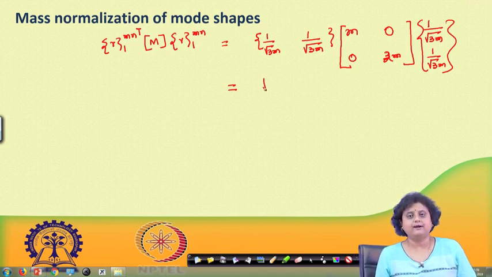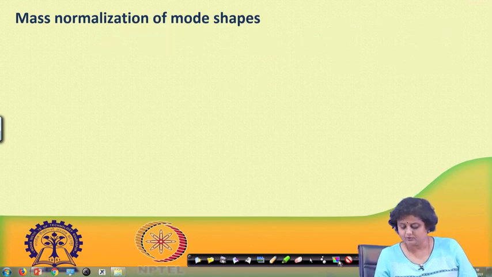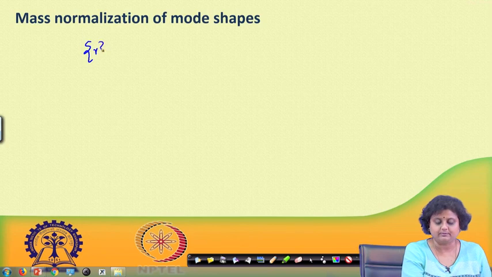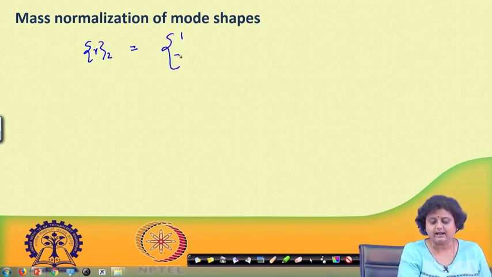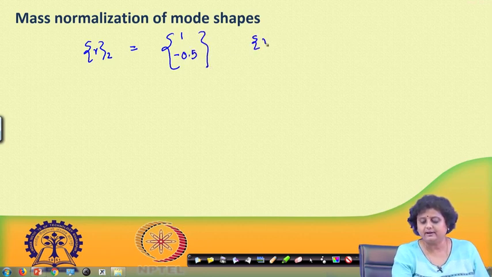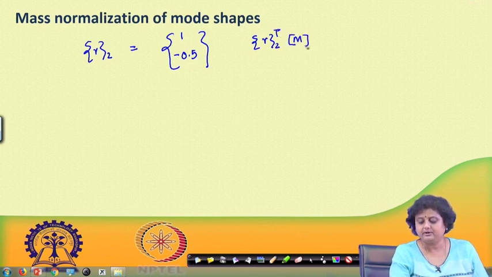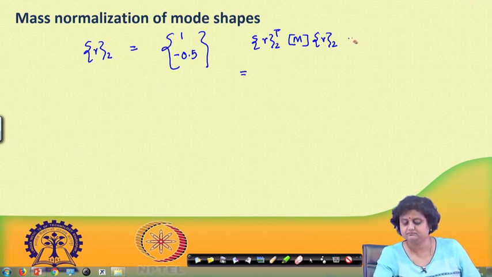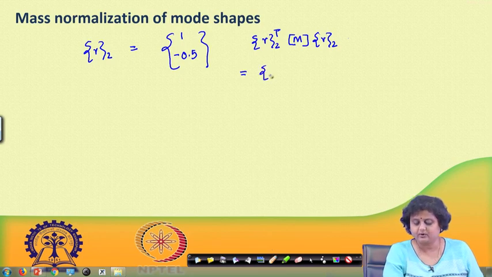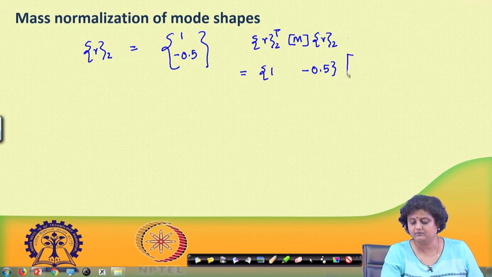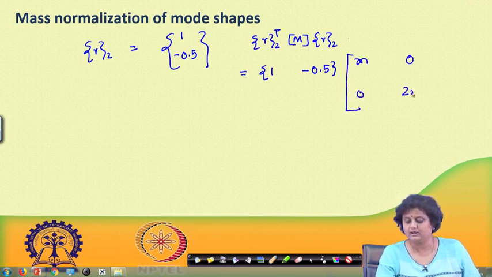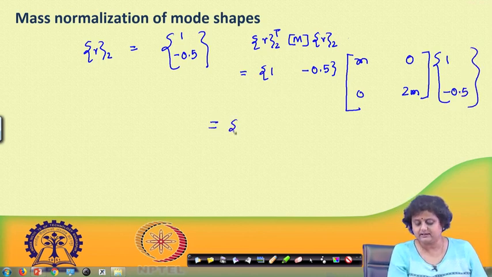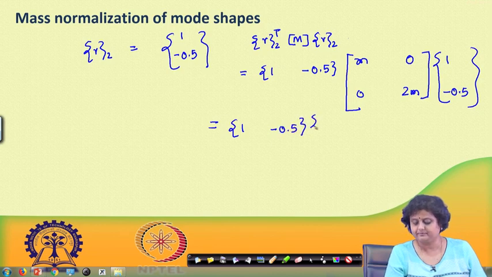Similarly, let us try to find out the mass normalized second mode shape. R2 is 1 and minus 0.5. So, if I try to evaluate R2 transpose M into R2, what we get is 1 minus 0.5, times the matrix m 0 0 2m, times 1 minus 0.5. So, if we evaluate this, I have 1 minus 0.5 and then I have m and minus 0.5m.